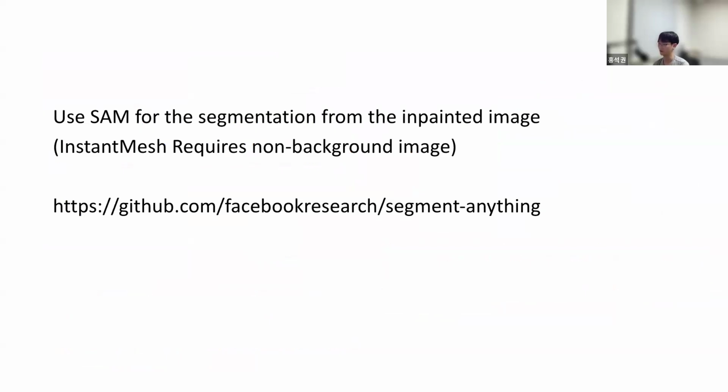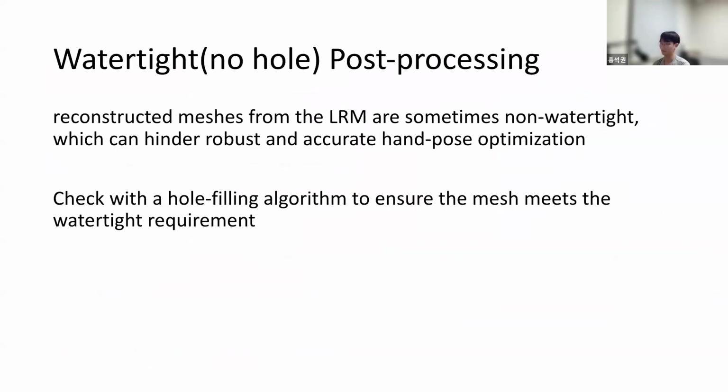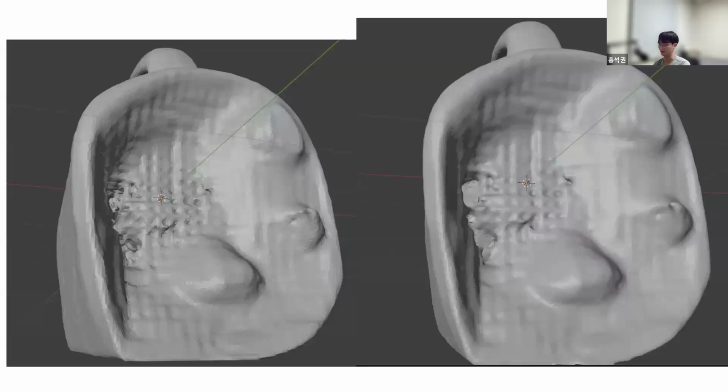Because InstantMesh requires a non-background image, it uses SAM for segmentation from the inpainted image to remove backgrounds. And finally, there are some holes and not smooth surfaces, so it needs watertight post-processing, using a hole filling algorithm to ensure the mesh meets the watertight requirement. This is the result of watertight post-processing. It looks similar but a little smoother, and the inside hole is gone.